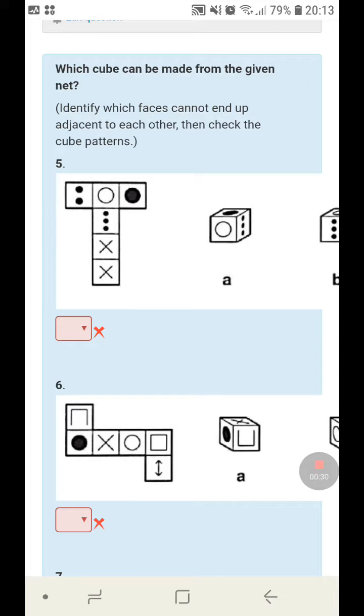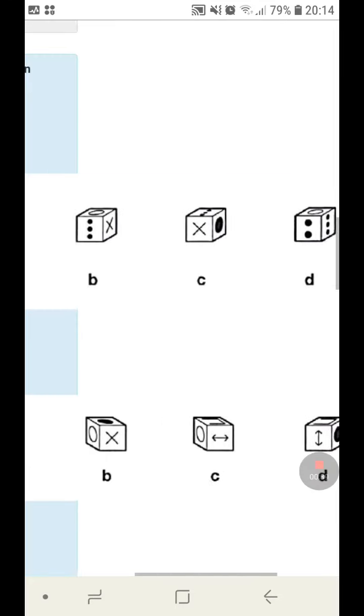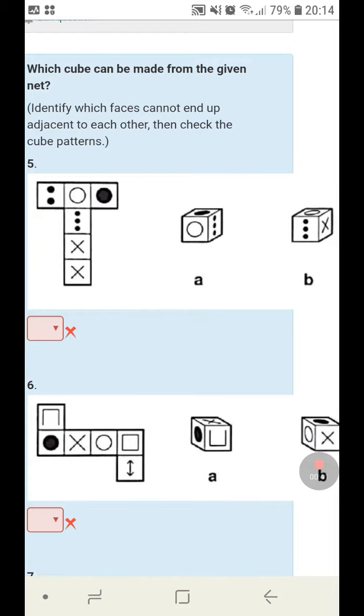Now, you are given one net, which is on the left, and then 5 different cubes: A, B, C, D, E. You need to identify which of the cubes can be made from the net, and all the other 4 cannot because the patterns do not match.